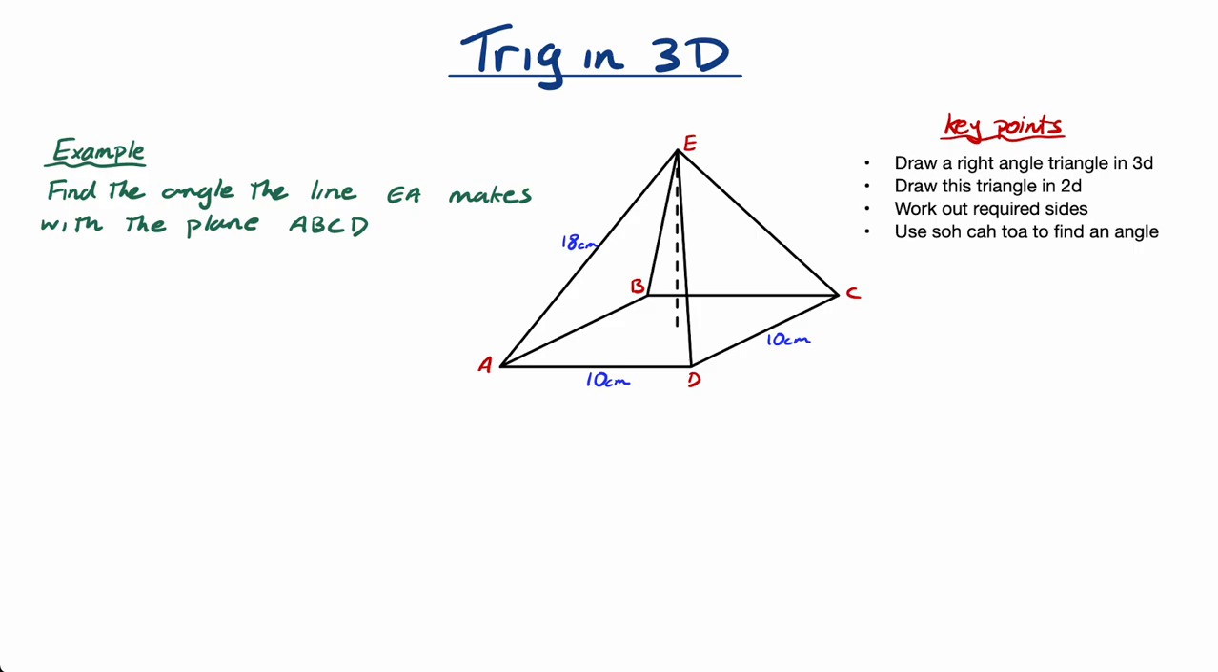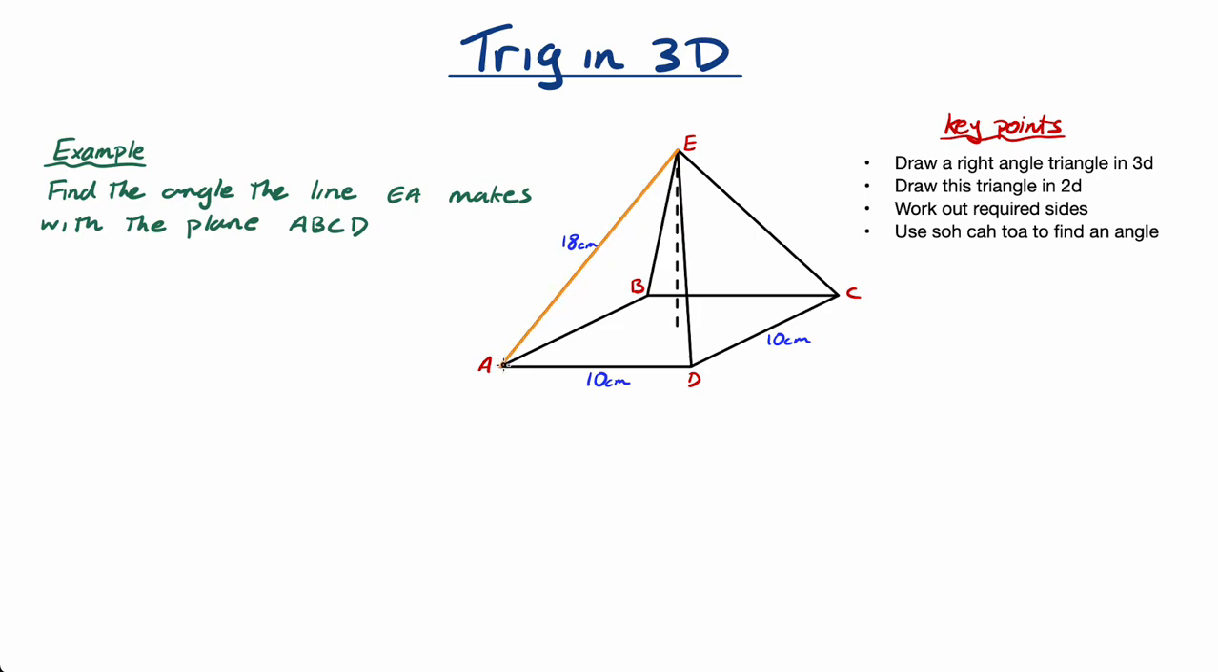Okay, so let us draw a triangle. So key points again. First is draw a right angle triangle in 3D. Then draw this triangle in 2D, work out the required sides, use SOHCAHTOA. Okay, so the line EA, let's start with that, EA. Now, when we want to go right, what's the line that it makes with the plane?